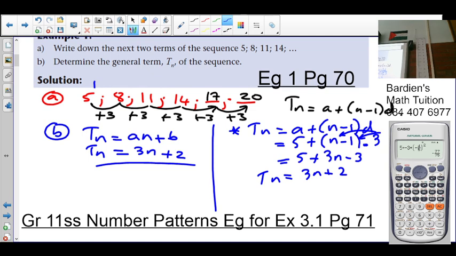People, is there any confusion? We can use either or, any method you want to use, okay? Is there any confusion there, people?